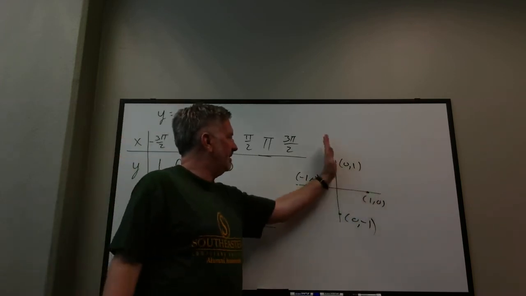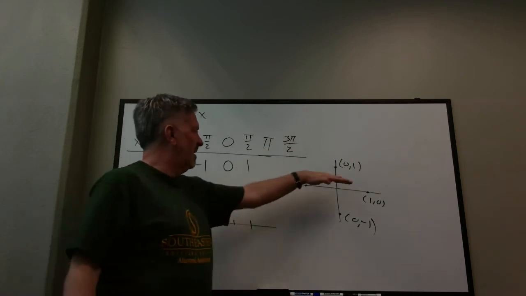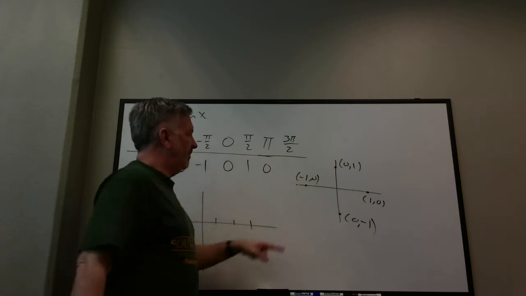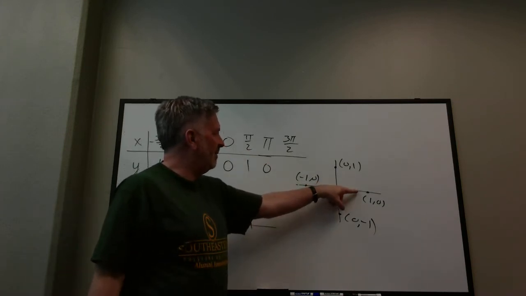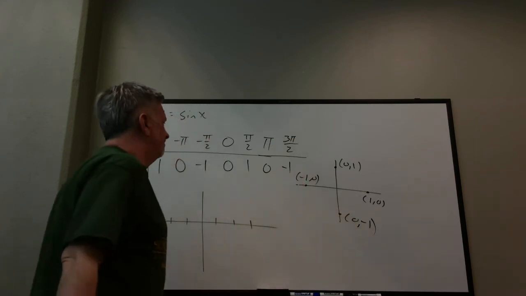Pi over 2 radians is here, and sine is 1. Again, I'm picking off the y values. Pi radians is here, sine of pi is 0. And 3 pi over 2, that's 1.5 pi in the positive direction, puts me here, and sine is negative 1. Okay, so there's my chart.